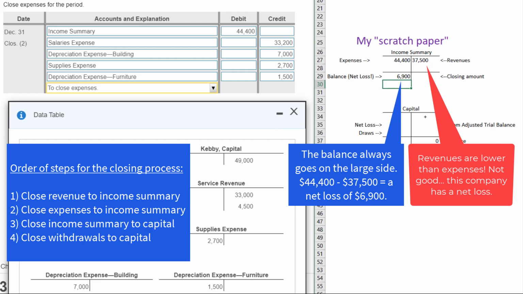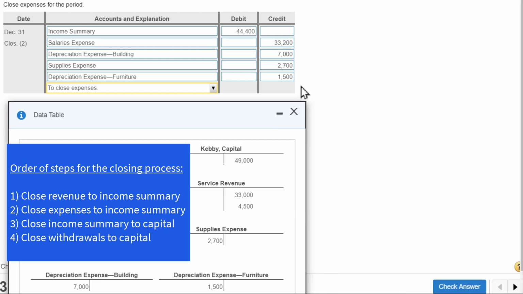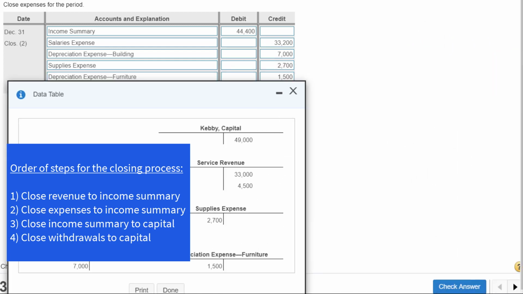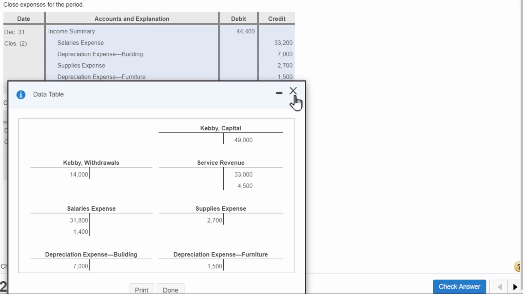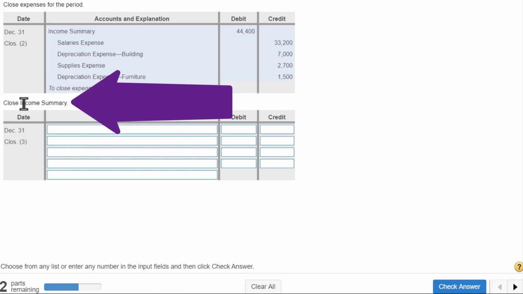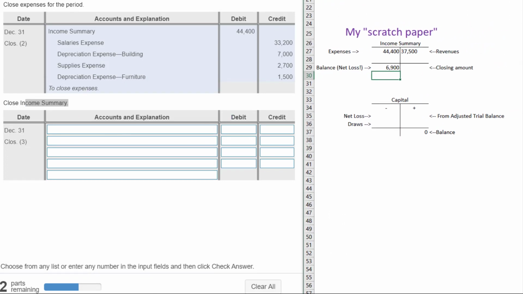All right. So let me go back to my accounting lab. Let me check my answer. Nice work. Next, close income summary. So we need our scratch paper.